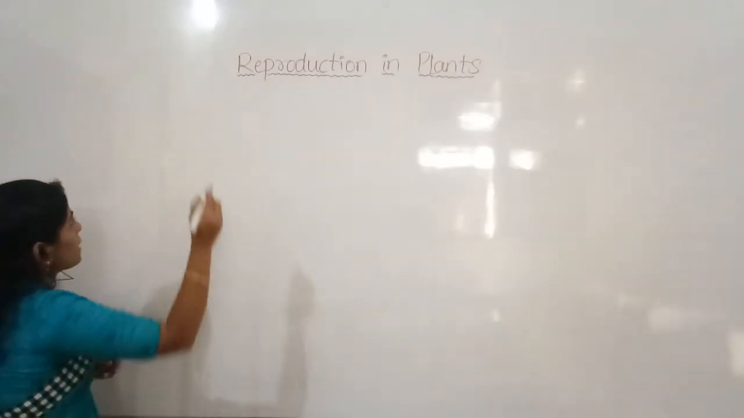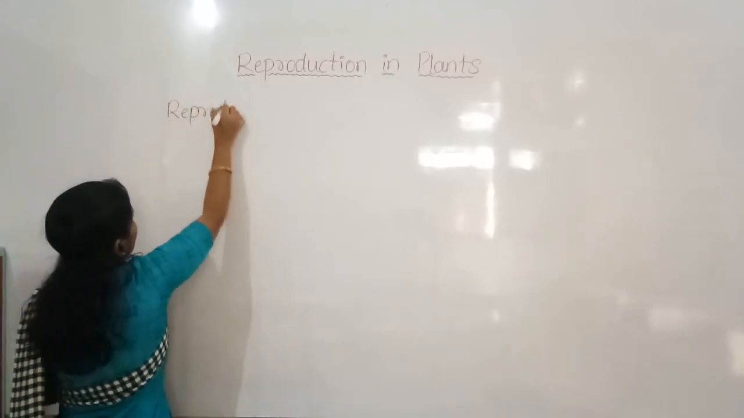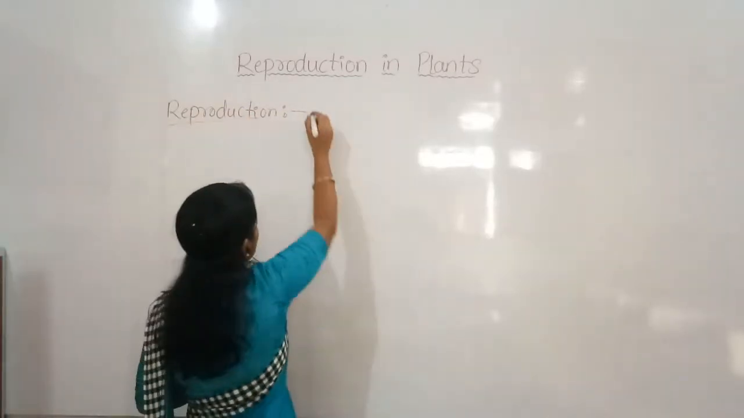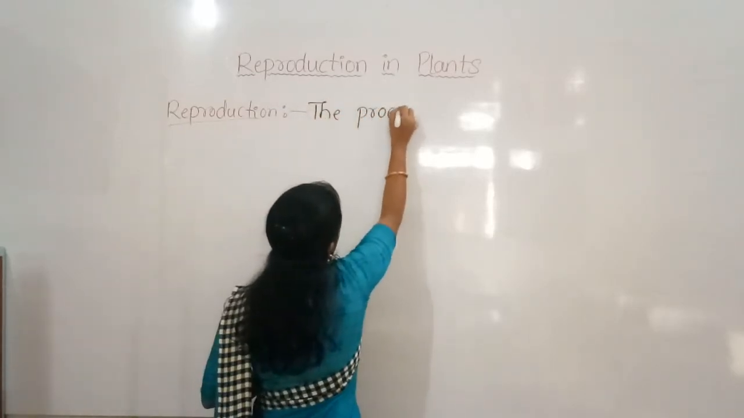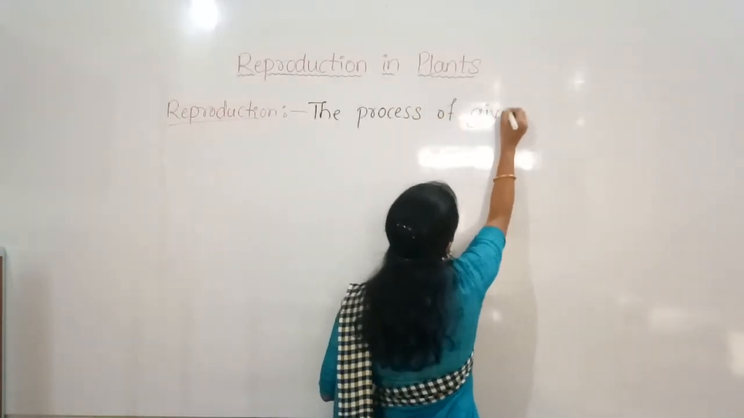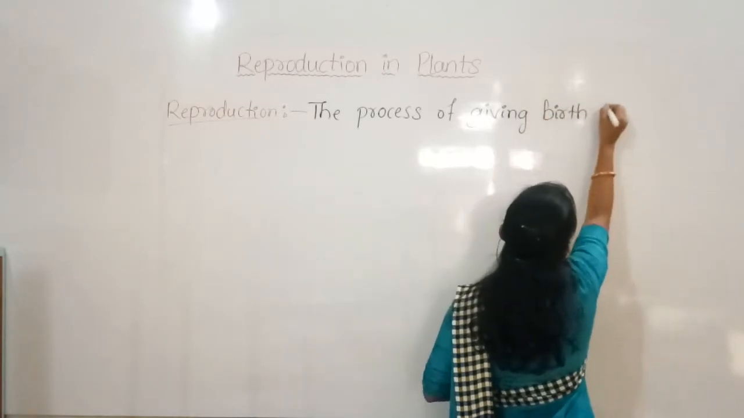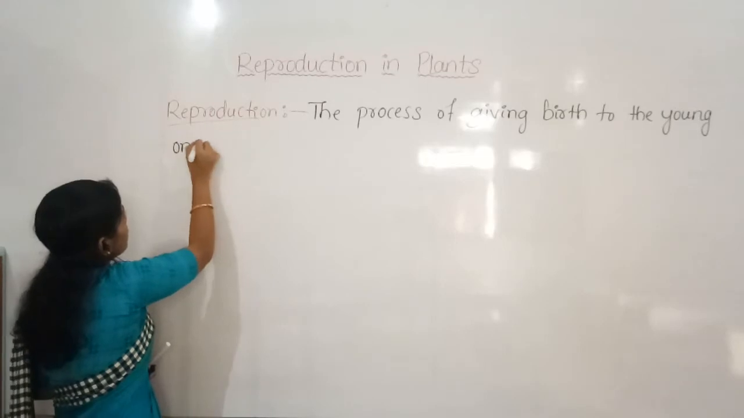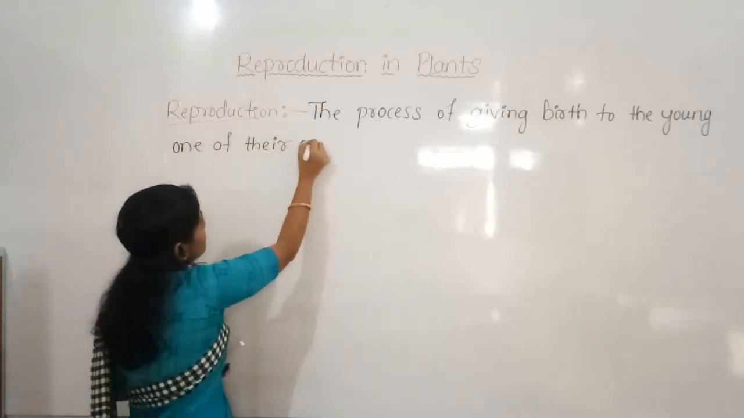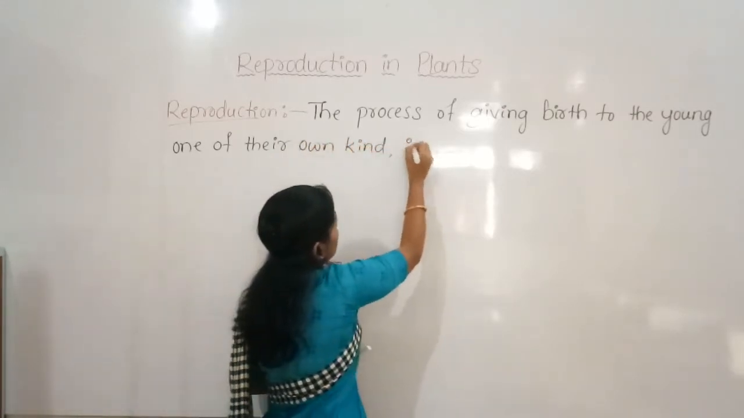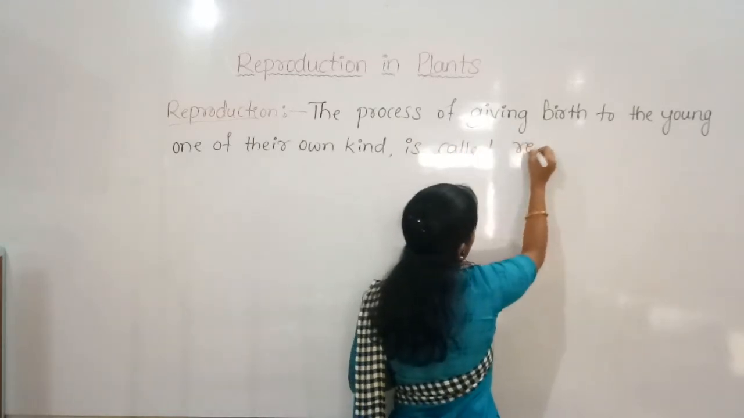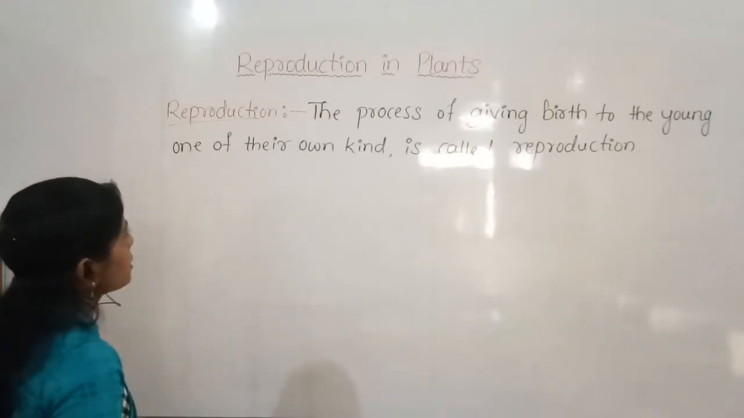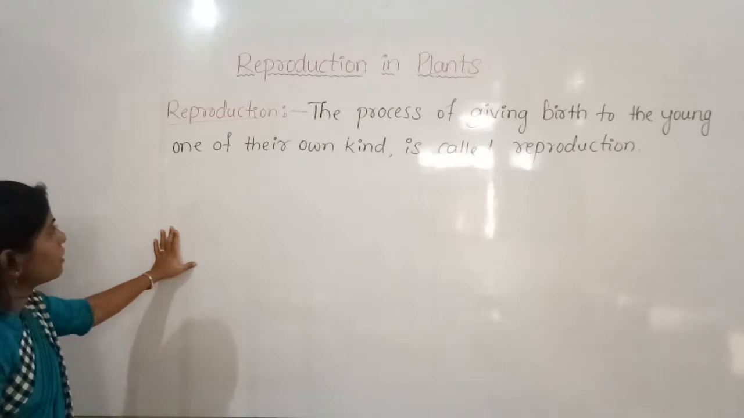Okay. Now see, I will write the definition of reproduction. Just note it down. Reproduction. So how can we define reproduction? Reproduction is the process of giving birth to the young ones of their own kind is called reproduction. Okay, so this is the definition of reproduction. The process of giving birth to the young ones of their own kind.